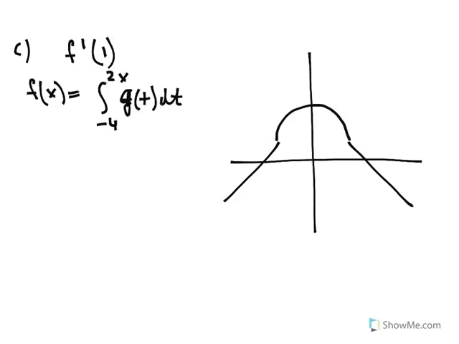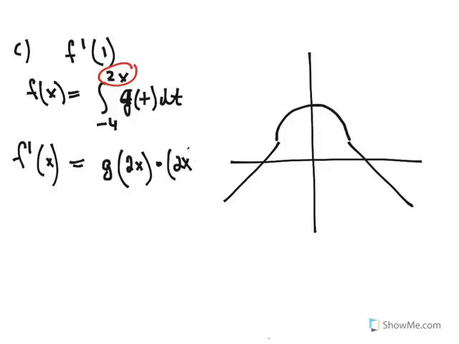So in order to find f prime of 1, you need to find the derivative of this function first. That's the FTC 2, correct? We just talked about it. So all you have to do is replace t with the upper boundary, 2x. So we get g of 2x, but times the derivative of whatever is on the top. So the derivative of 2x is 2, so I'm going to just put it in front.